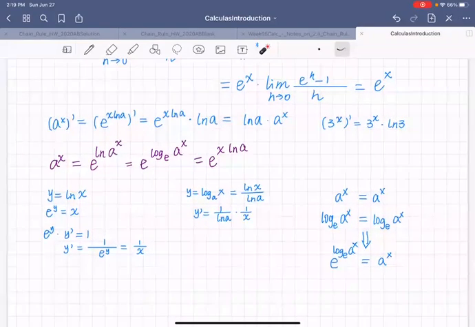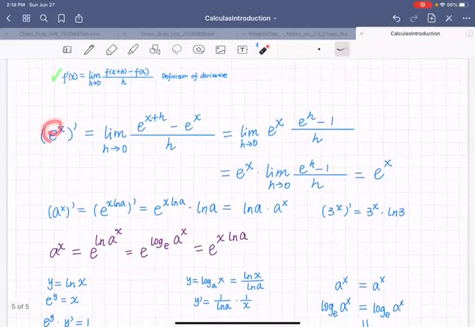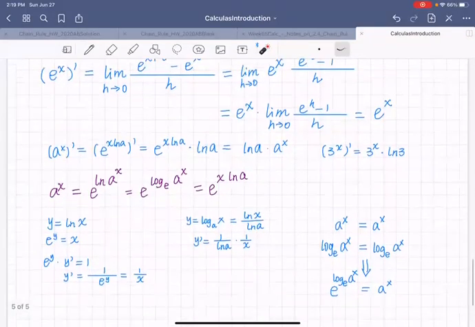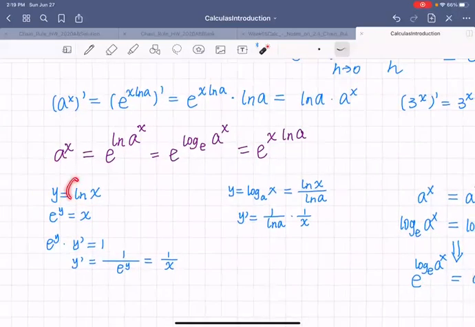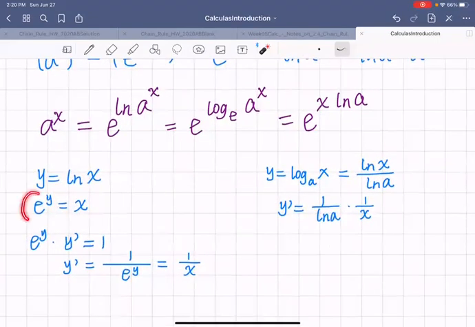Now, let's do y equals ln x, okay? We have done e to the power x, whose derivative is e to the power x. We want to do the ln x derivative. We are not able to do this derivative directly. It is really too hard. So what we do, we rewrite this. y equals ln x means e to the power y equals x. And then you do the derivative.